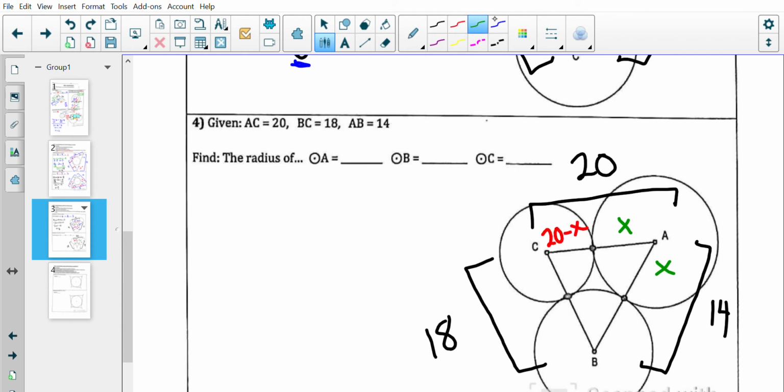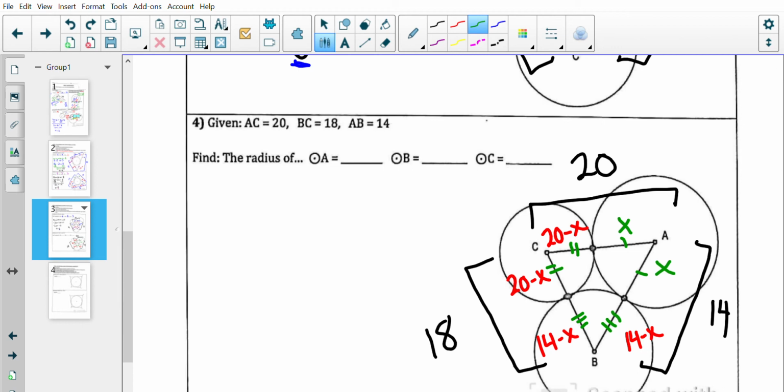Oops, sorry, I forgot to label my radii congruent, congruent, congruent, congruent. All right, so now we have the radius of circle C is 20 minus X, which means this is 20 minus X. Now we've gone halfway. Let's jump around. Now we're going to say A to B is 14. The top part is X, so radius of circle B is 14 minus X, which means this radius is 14 minus X. Now we're going to come to the point where we need to make an equation.